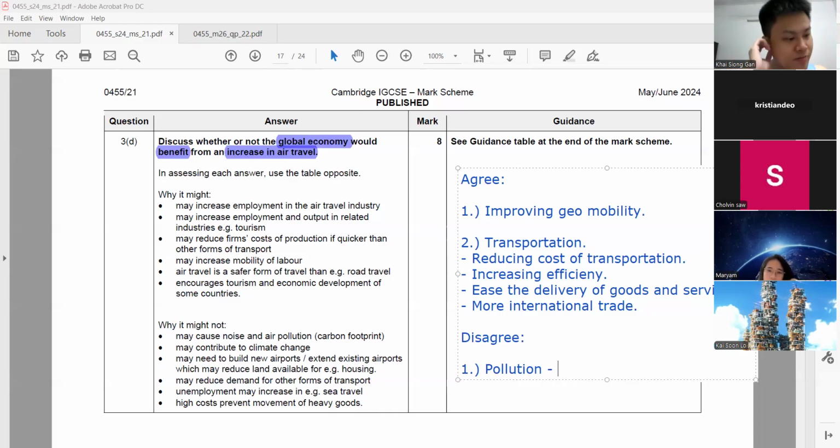Because I don't have the paper with me now. I think I downloaded from your... It's okay, never mind. Hold on. What is the point you talk about pollution? You only have one point to disagree, right? Hold on.